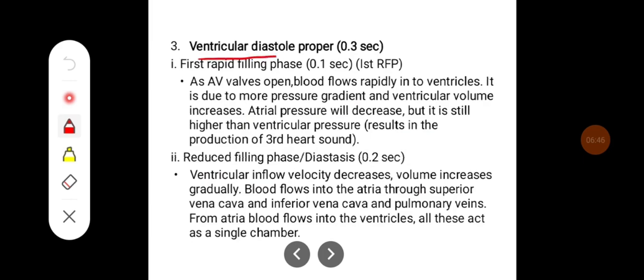Then ventricular diastole proper, that is around 0.3 second. In that we have first rapid filling phase and reduced filling phase, that is called as diastasis. First rapid filling is around 0.1 second. As AV valves open, the blood flows rapidly into ventricles. It is due to more pressure gradient and ventricular volume increases.